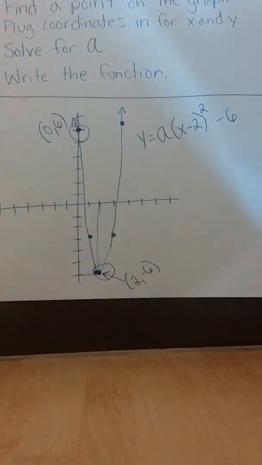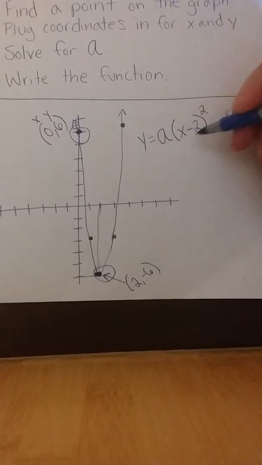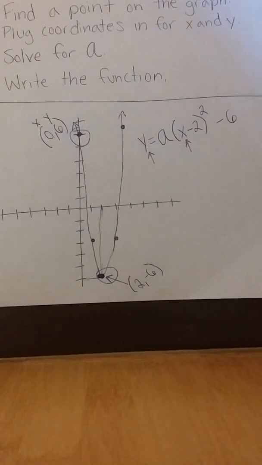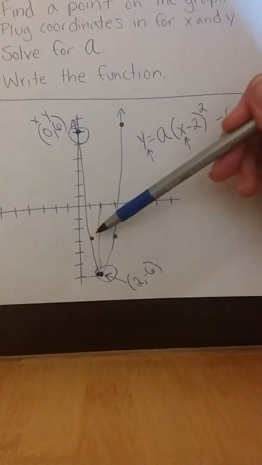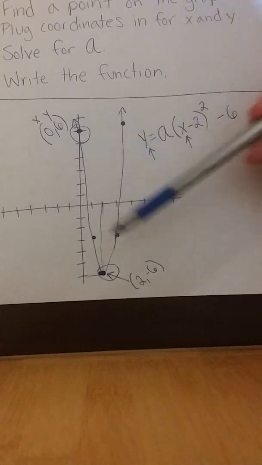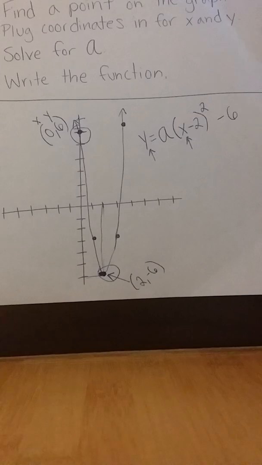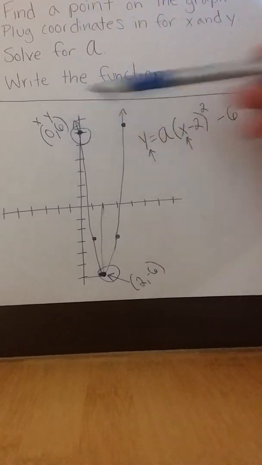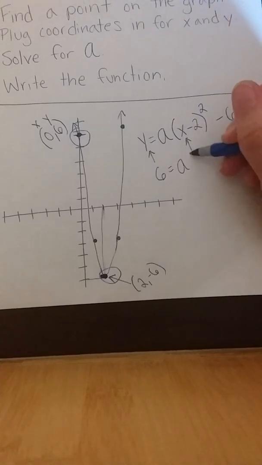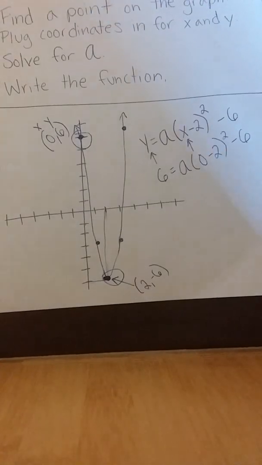Okay, now that I have my point, this is my x coordinate, this is my y coordinate, I'm going to plug those in for x and y in the function that I wrote. Now you could use any of these points on this graph. You can't use the vertex because that's already there, but you can use any of these other points and it will give you the same final answer at the end. So let's plug that in. So my y is 6, a is still a, my x is 0, and then you write the rest of your function.